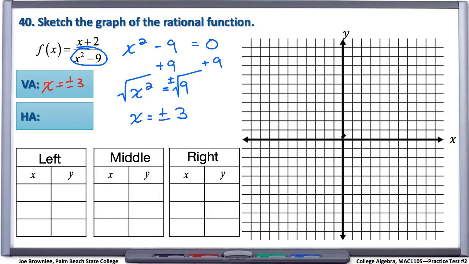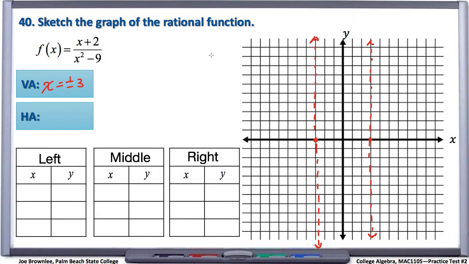Let's go ahead and graph those. So positive 1, positive 2, positive 3. Oops. All right, so there's 1. Let me erase those and try a little better. And negative 3, negative 1, negative 2, negative 3. Okay, looks good.